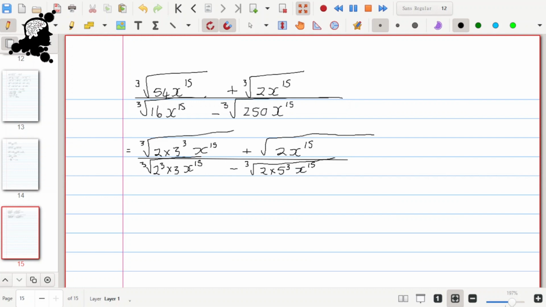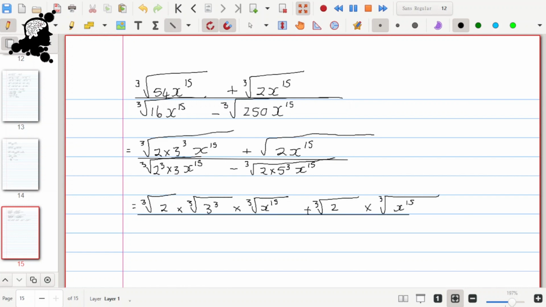Wonderful. The next step is to distribute our radical sign. This is cube root of 2 times cube root of 3 to the power 3 times cube root of x to the power 15, plus cube root of 2 times cube root of x to the power 15. And this is all divided by.